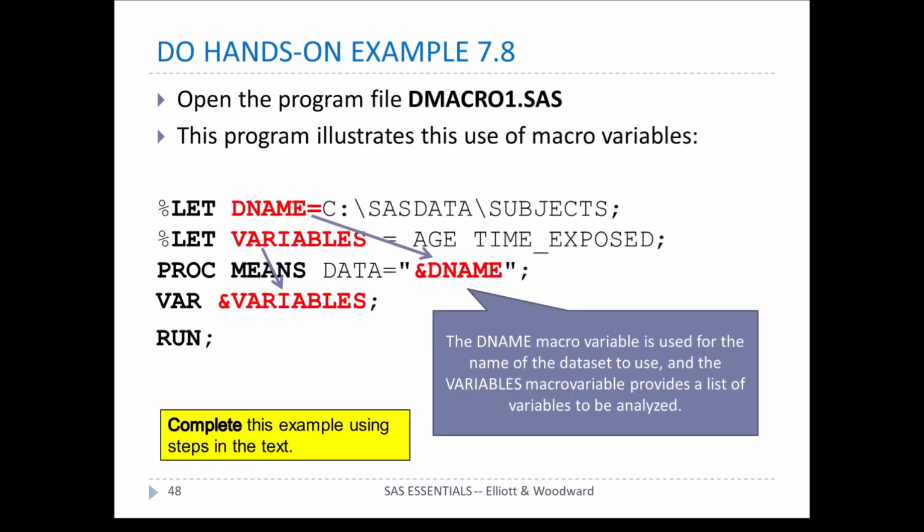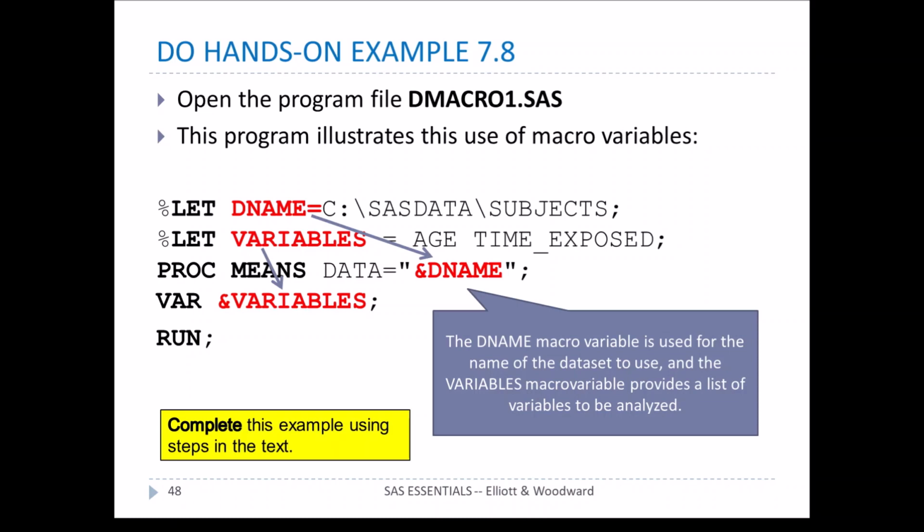All right, let's look at hands-on example 7.8. Open up the program file called macro1.sas, and you'll see this code here, where we start out by %let dname = what I'm calling a directory name, or a Windows name of a file called subjects. It's located on the C drive, SAS data. And then I also have a macro variable called variables. That's age and time exposed.